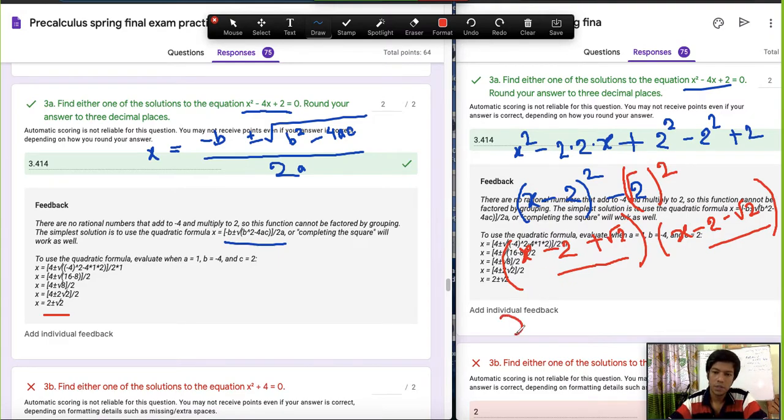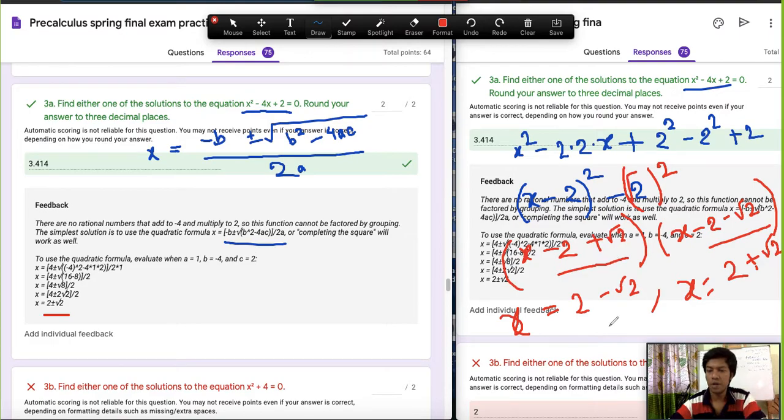X equal to, if you send it to the other side, then the sign will be changed. So 2 minus root 2, this is one answer, and another answer is x equal to 2 plus root 2. Question is find any one answer. So if you find this answer, just write this one in the answer.